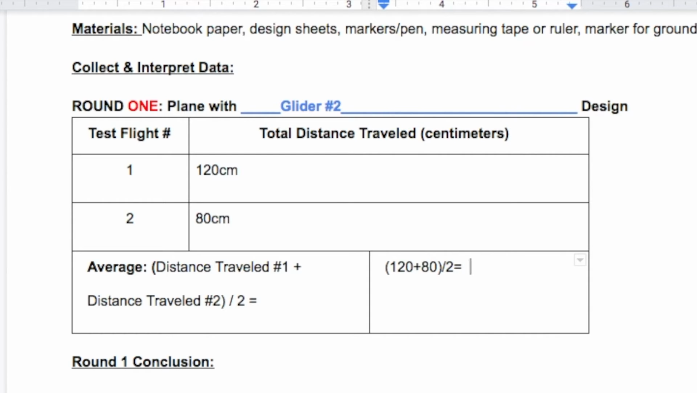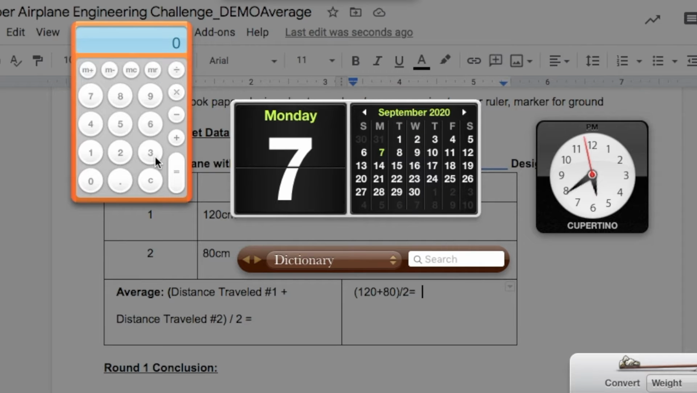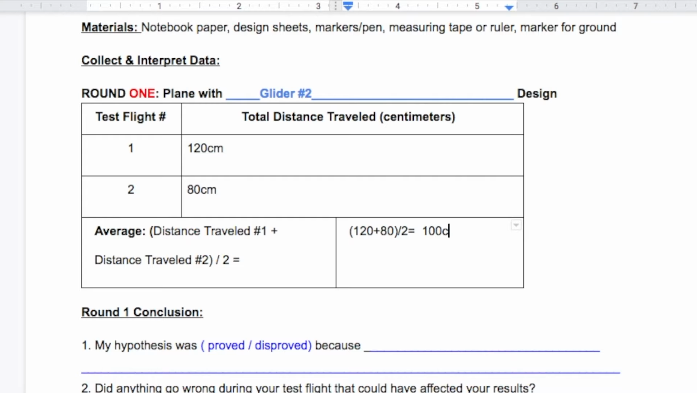And this is where I can pop over to a calculator, whether it's a real life calculator or a computer one. So here's my calculator. So I'm going to do 120 plus 80 equals 200, divided by 2 is 100. So that gives me an average of 100 centimeters.